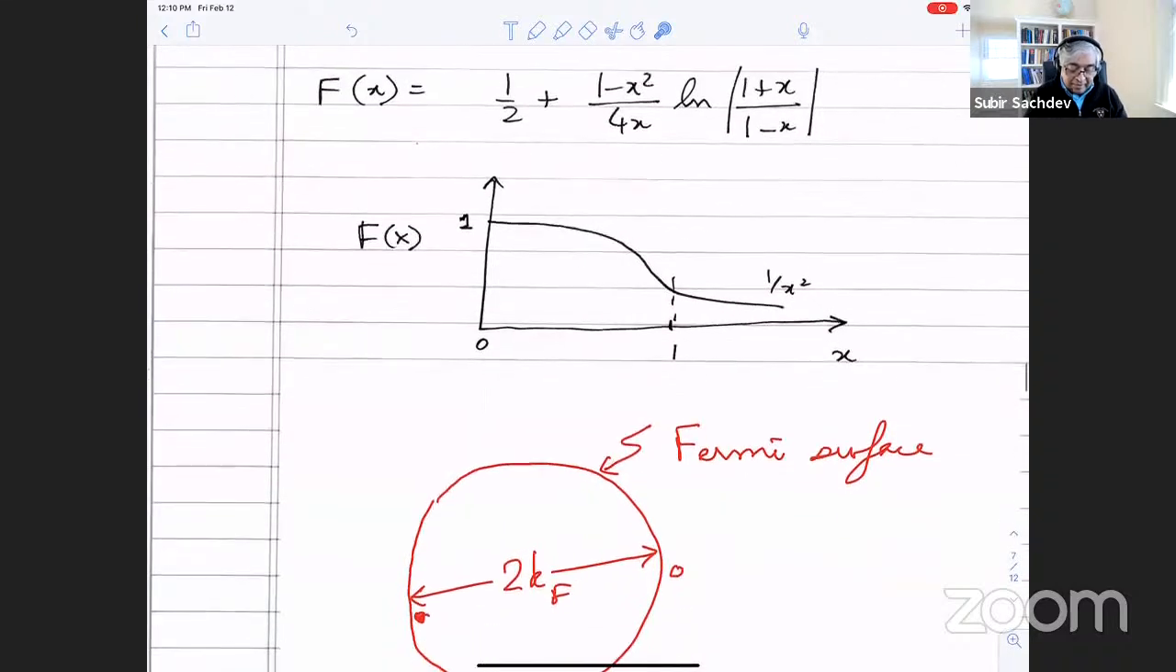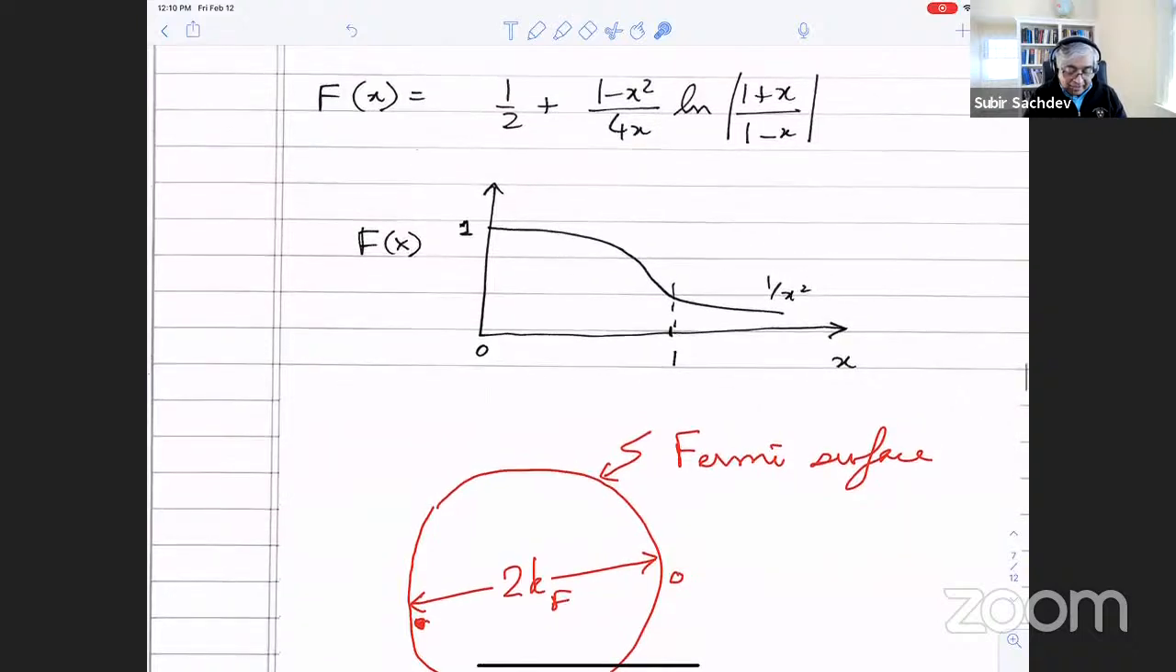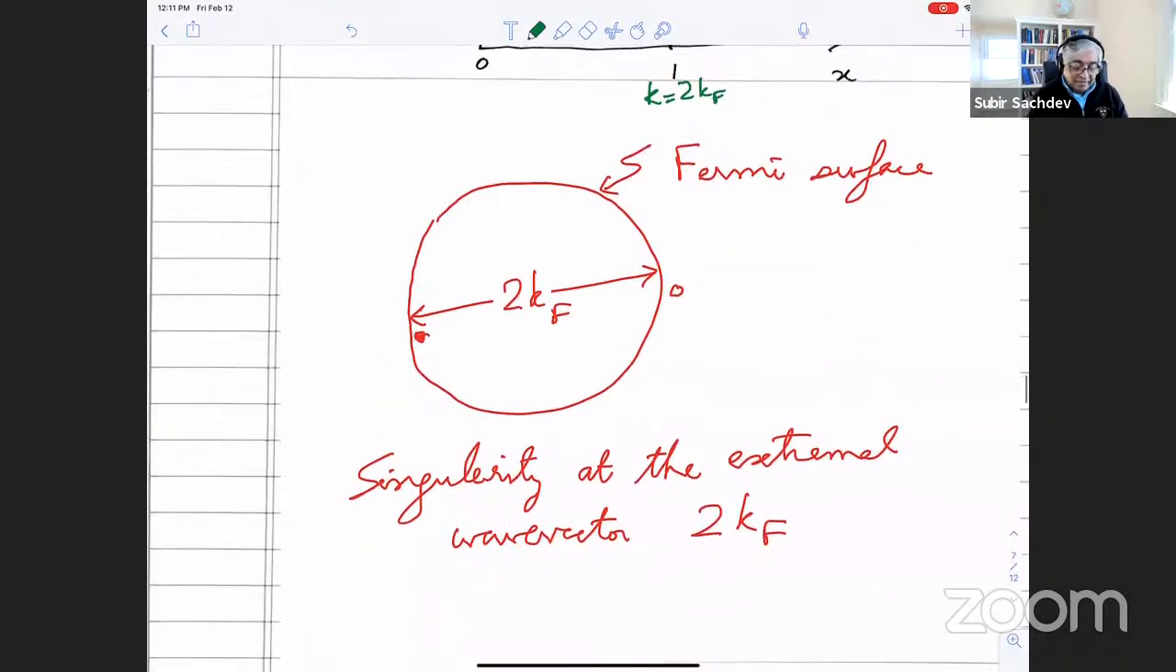And most interesting, which will be very useful to us later, is that there's a singularity. It's not smooth at x equals one, which is the same as k equals 2kF. So something singular is happening at 2kF. There's no discontinuity, but if you look at this function, it's got an infinite derivative there. It's not analytic at that point. And what is this 2kF? Well, 2kF is what's called the extremal wave vector.